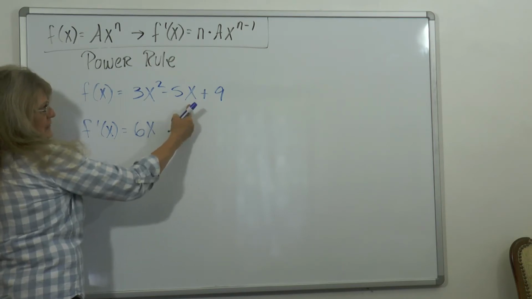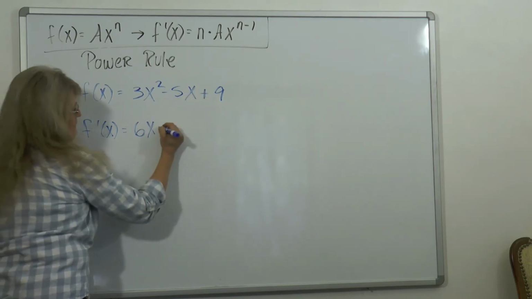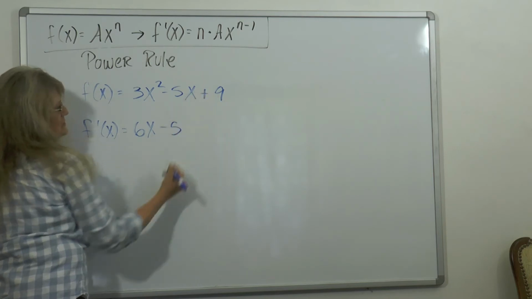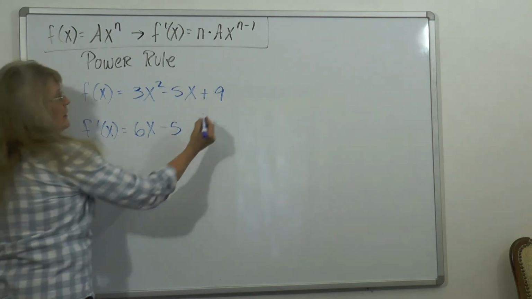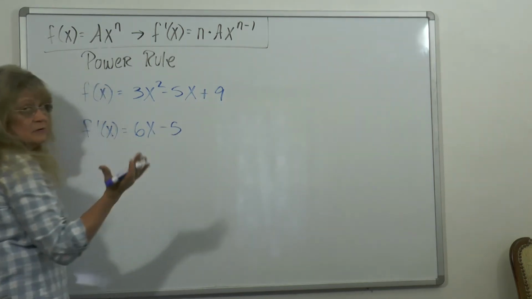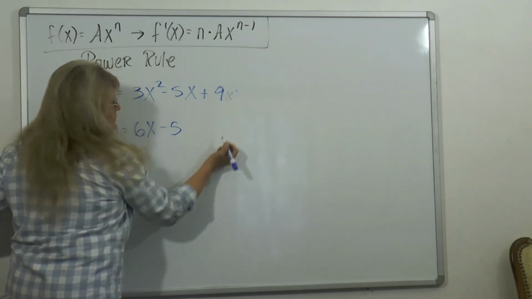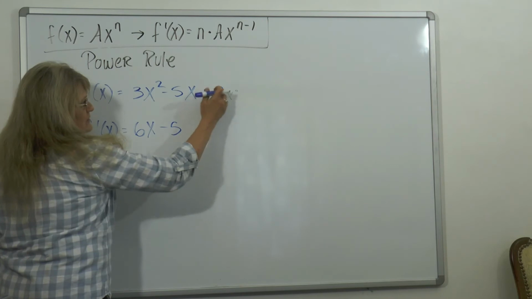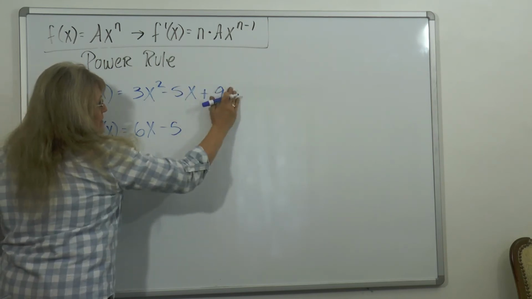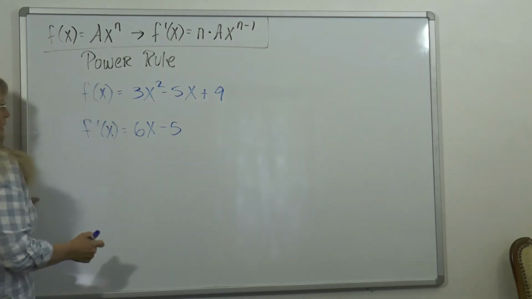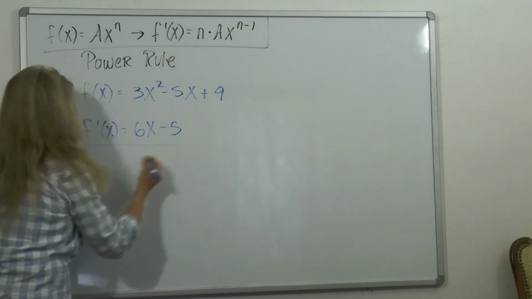Remember, whenever I just have an x to the first, it's 1 times negative 5 is negative 5, then it would be x to the 0, so the x is gone. The derivative of a constant is 0, because remember, this would be like x to the 0 power. When I bring the 0 times the 9, the whole thing goes away. Okay, so that's not too bad.